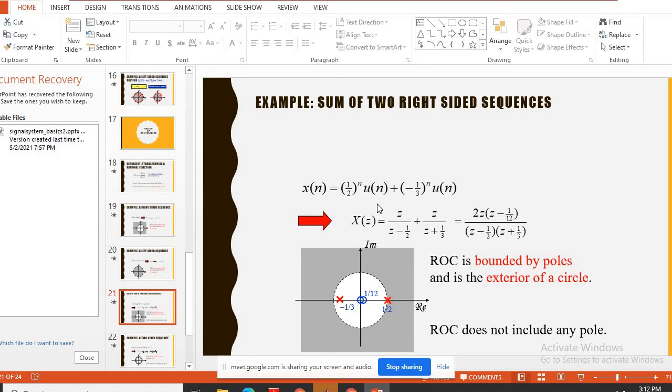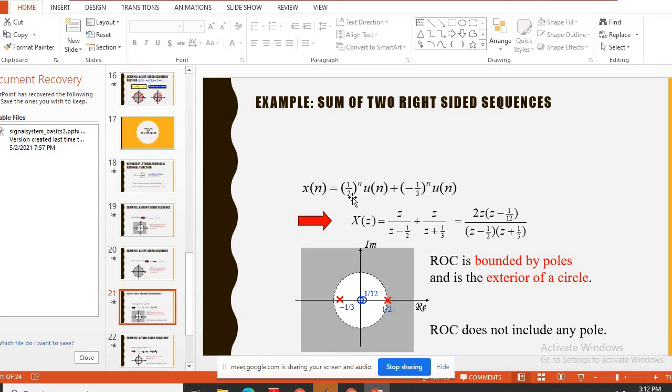A raised to n. Now as an outcome of this lecture, lock this permanently in your memory: a raised to n u of n. What is its Z transform? Z upon Z minus a. Remember, a raised to n u of n, Z transform is Z upon Z minus a.